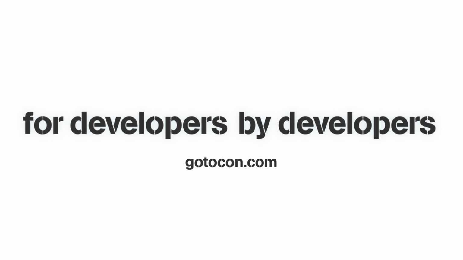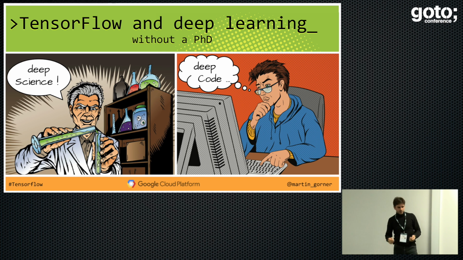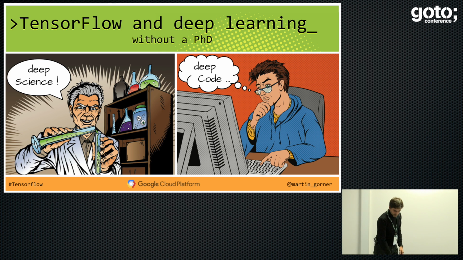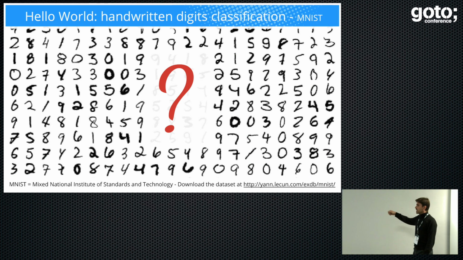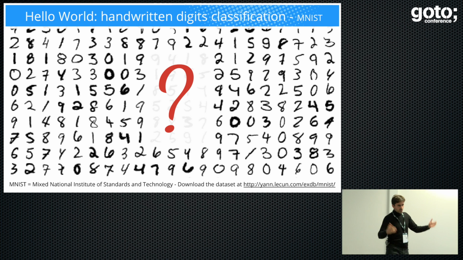So welcome, and today I will try to walk you through a little example of deep learning using TensorFlow. Let's jump right in. The example we will be using is this data set. These are handwritten characters, and it's kind of a hello world in neural networks and deep learning.